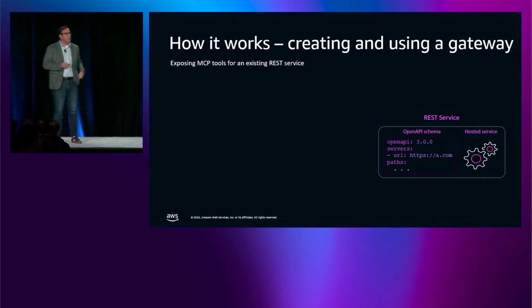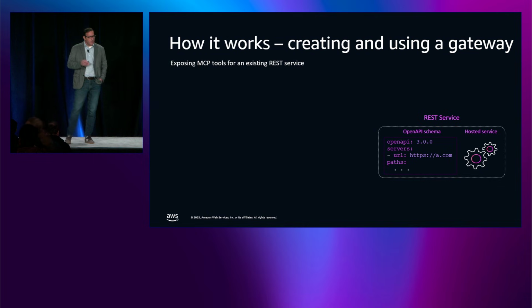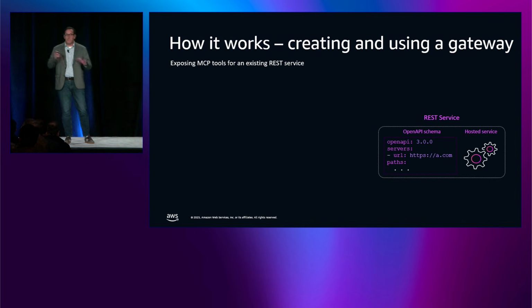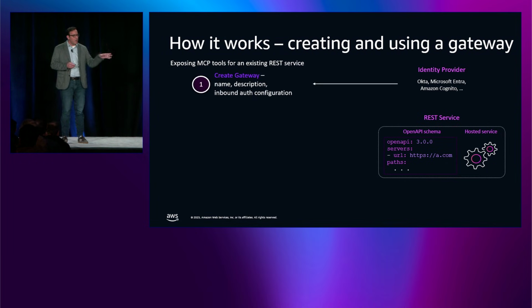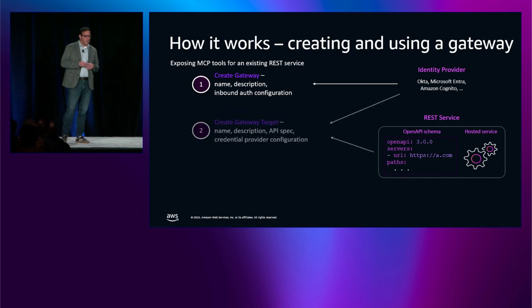Let's take a look at how it works in terms of setting up this new AgentCore Gateway. So, exposing MCP tools for an existing REST service. We have a REST service that's out there, it's existing, it's running based on the OpenAPI standard. We have an existing identity provider, and that could be Okta, Entra, or Amazon Cognito. We'll go into the console, and we'll actually set up the gateway. We'll give it a name, a description, and we'll set up the inbound configuration using the existing identity provider of the application. We'll then set up a specific target to that REST API.